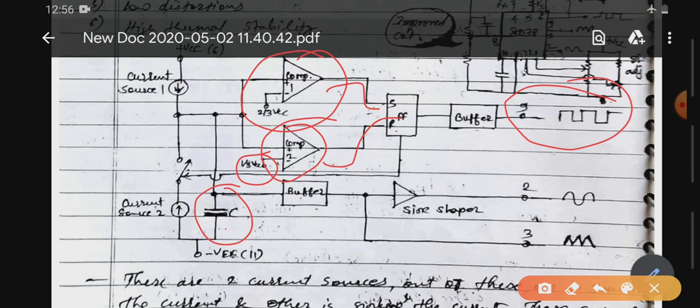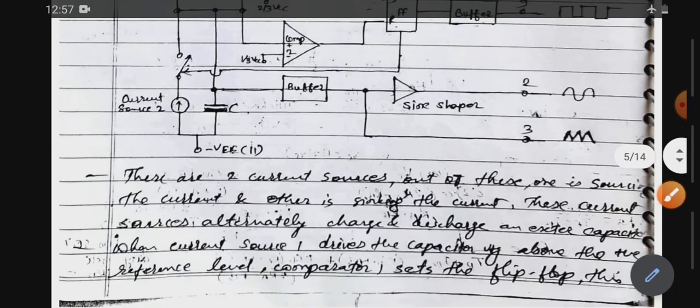This charging and discharging waveform is buffered, and it is directly available at pin number 3 as a triangular waveform. By reshaping this signal using the sine shaper, we will get a sine wave at pin number 2. So this is the brief working of the IC 8038 with the internal diagram. Now let us solve some problems based on this.